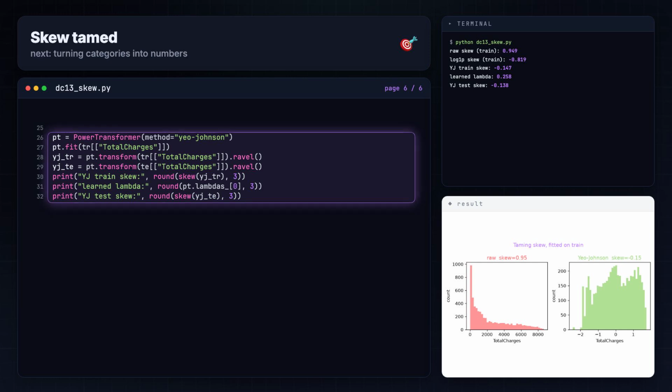Stage 3's number crunching is done. New features, ratios, bins, tamed skew. Next stage, we turn the categories into numbers: one hot, ordinal, and the target encoding leak.